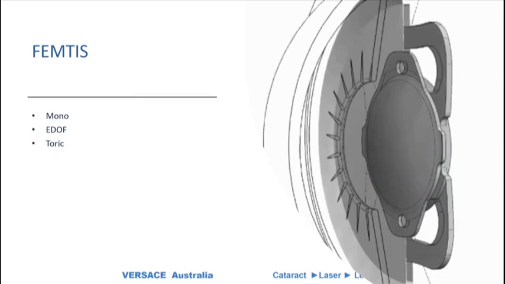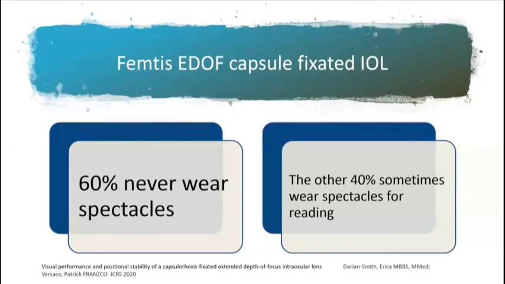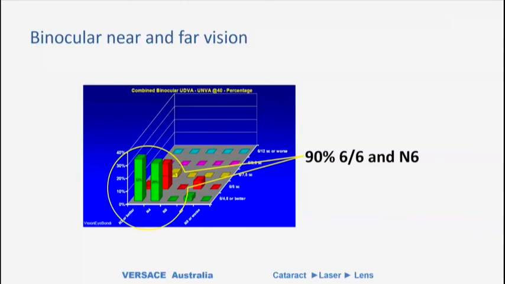And this performs extremely well as an EDOF lens in our early data. And, you know, for an EDOF lens to work, we need patients to be getting adequate functional vision. With the FEMTIS, which is the same as the MF15, the OcuLentis Comfort, in our recently published study, we had 60% of patients never wearing glasses. They just didn't wear them at all. And the rest sometimes wore them for reading vision when the light was not good. And that's expressed here by showing a number of patients who can achieve 6.6 and N6 when they have this family of lenses, the OcuLentis MF15 platform in their eye.